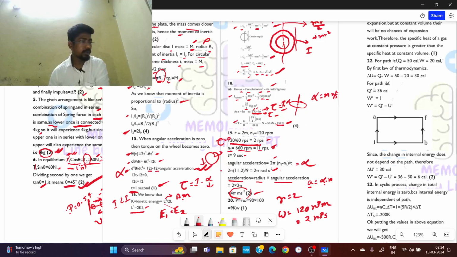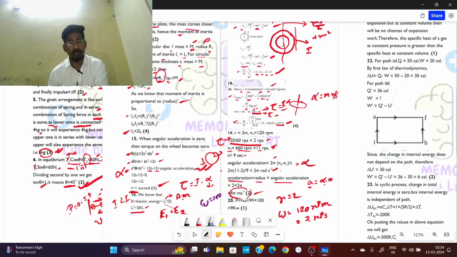This 20th question states that to maintain a rotor at a uniform speed of 100 radian per second, that means omega is given as 100, in radian per second, so we don't have to convert it, an engine needs to transmit a torque of 90 Newton meter.